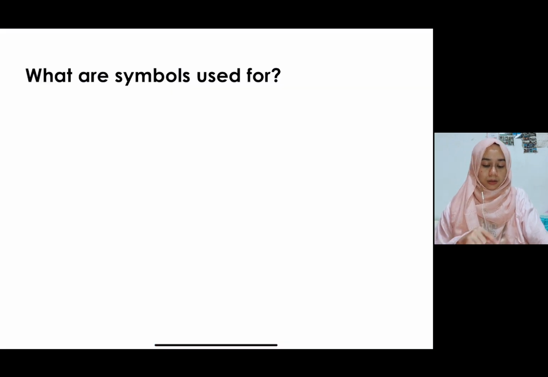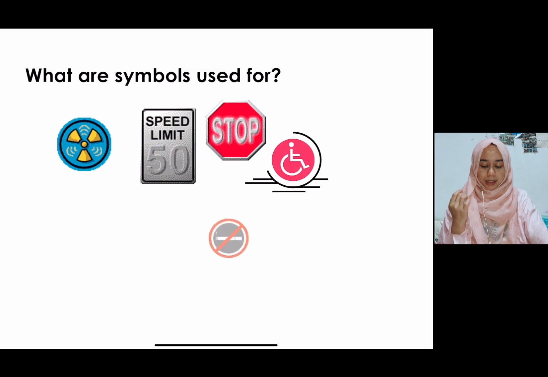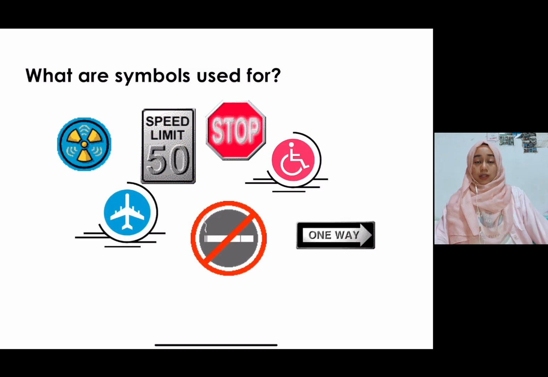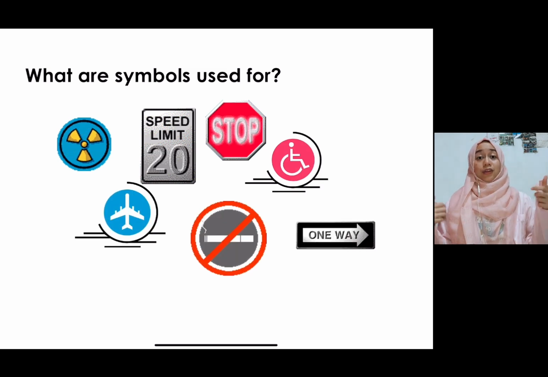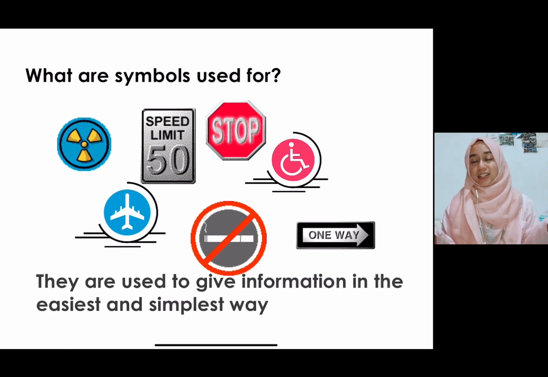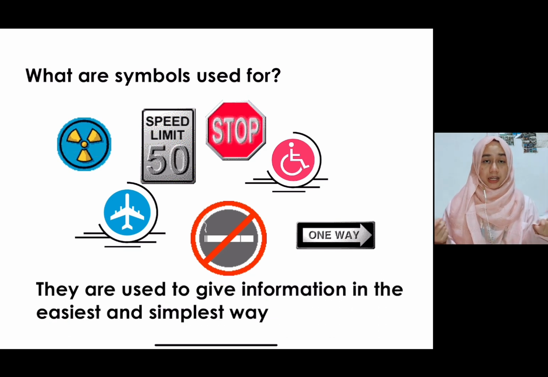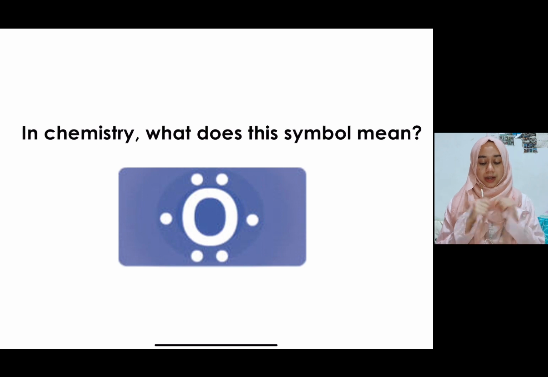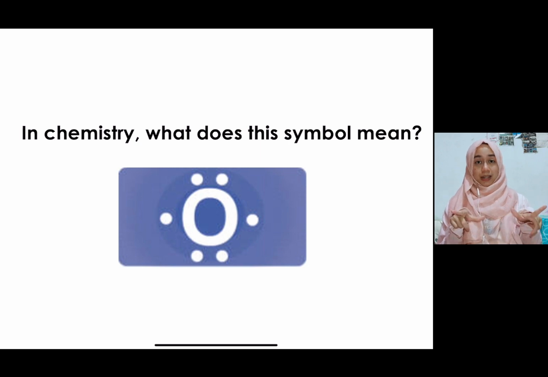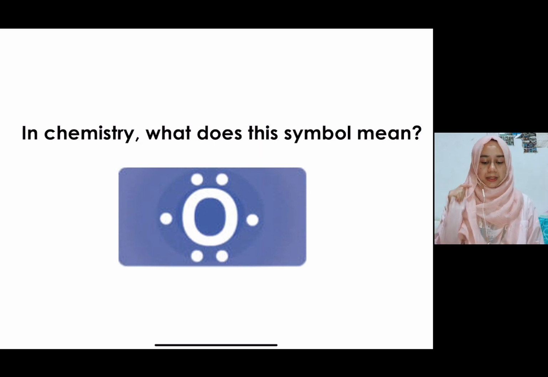Okay, so what are symbols used for? Let's have a look at these symbols here. The symbols here are used to give you information in the easiest way, in the simplest way. In chemistry, we also have this symbol. So what does this symbol here mean? Is there something familiar here? There should be. The one in the middle, O is oxygen. So what exactly is this?